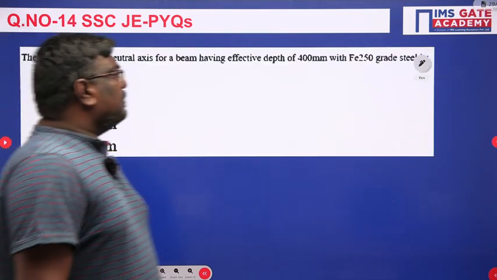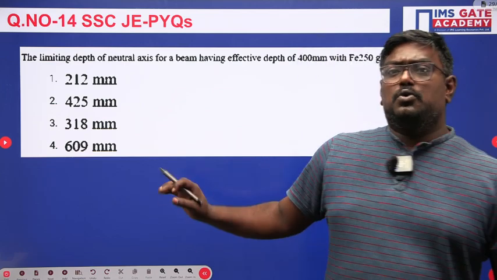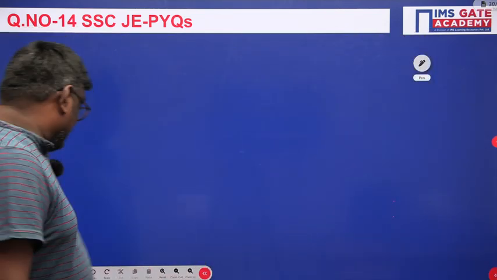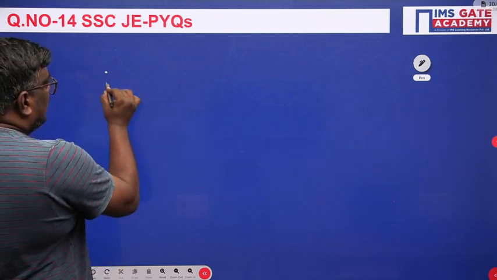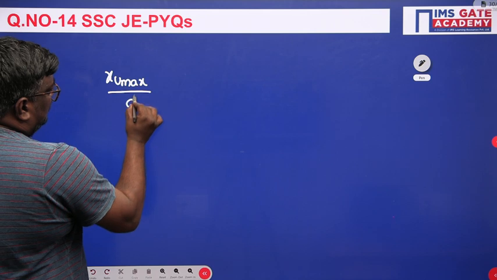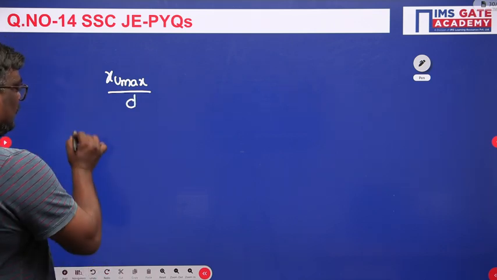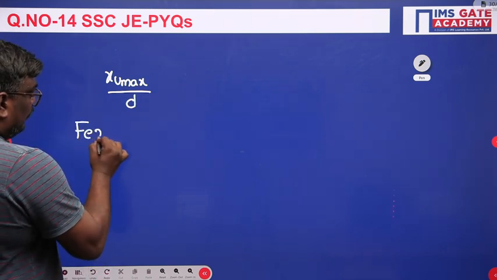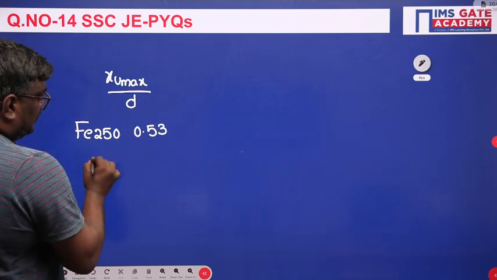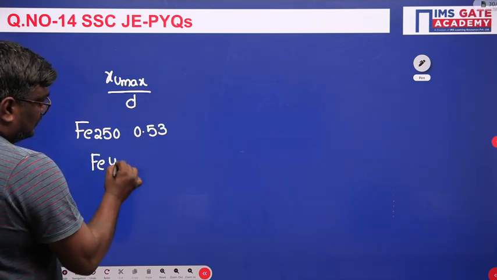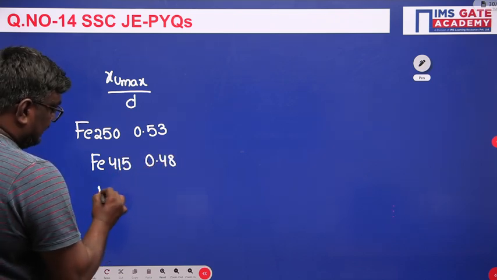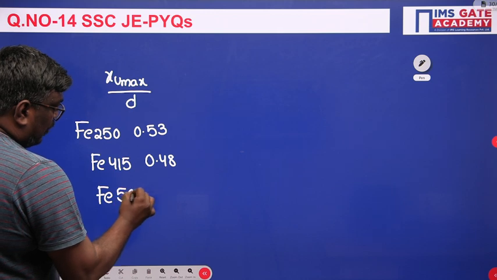Now, the limiting depth of neutral axis for 400 mm, 250 mm. See students, we have different grades. What they have asked is the XU max by D value; there is a standard value. For Fe 250, the value is 0.53. And remember, my dear students, for Fe 415, if they ask you, that is equal to 0.48. And for Fe 500, this value is equal to 0.46.